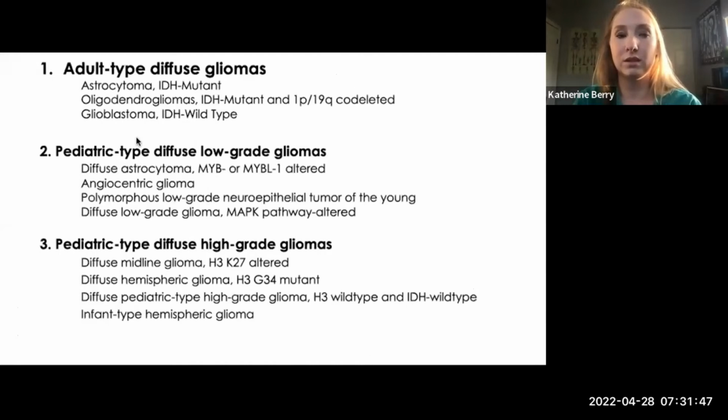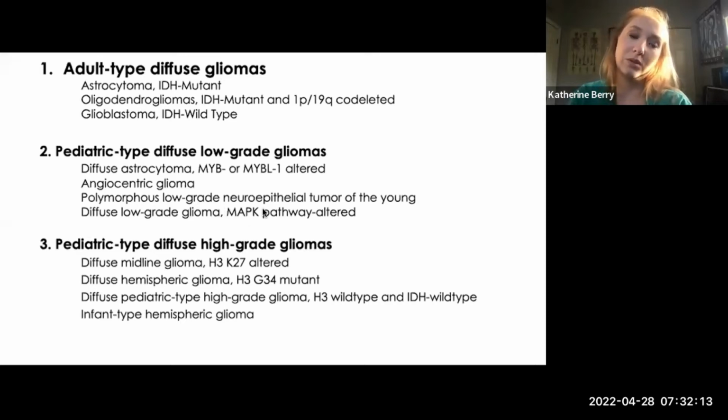So if we just look at these top 3 categories here for this patient, adult type diffuse gliomas would include an astrocytoma with IDH mutant, which she's not. Oligodendrogliomas, IDH mutant with 1p19q codeletion. She did not have 1p19q codeletion, so it's not that. And glioblastoma with IDH wild type.